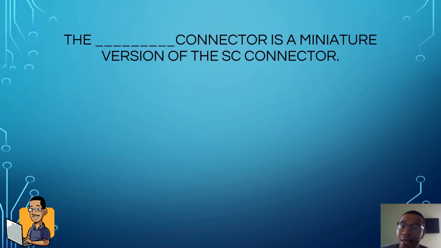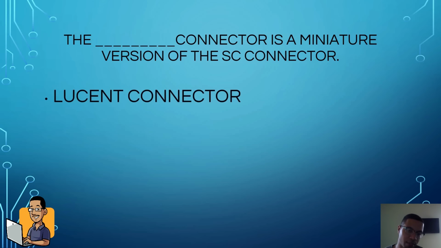All right, so the blank connector is a miniature version of the SC connector. So the SC connector is a connector for fiber cables. So we automatically know that we're talking about fiber. But the blank connector is a miniature version of the SC connector. What is that connector called? Perfect. The Lucent connector. All right, so we got the Lucent connector is a miniature version of the SC connector.